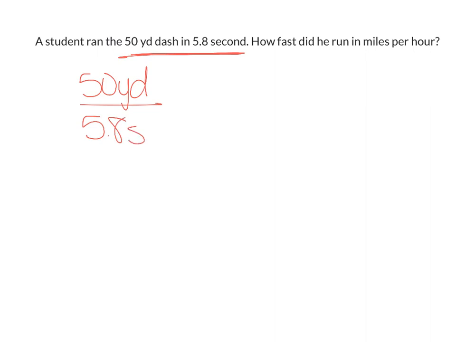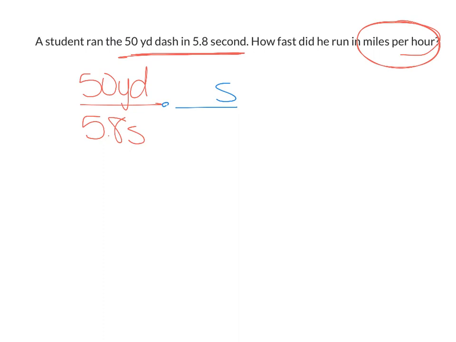What I want you to notice is I'm trying to go to miles per hour. So I've got to go from yards to miles, seconds to hours. Let's do seconds to hours first. We could do this in 2 steps, or you could do it in 1 step. We'll do it in 2 steps for this one. If I want to cancel out the seconds, the seconds is going to have to go in the numerator, and I want to go from seconds to hours.